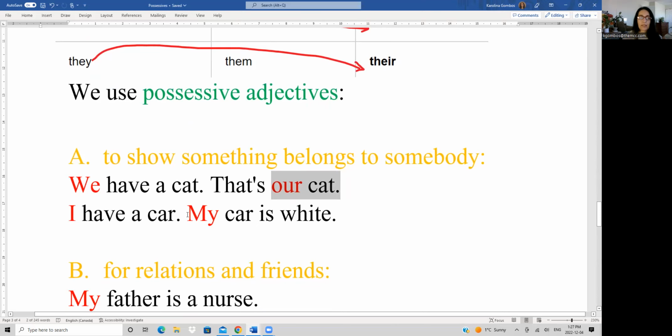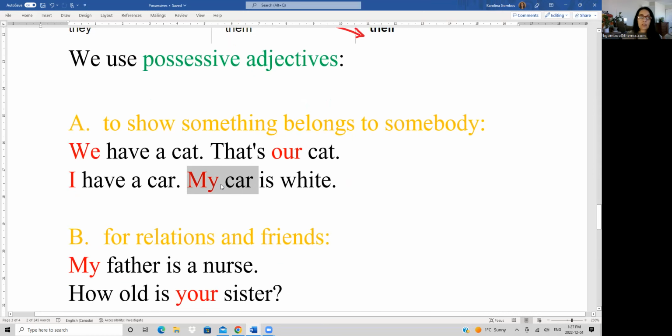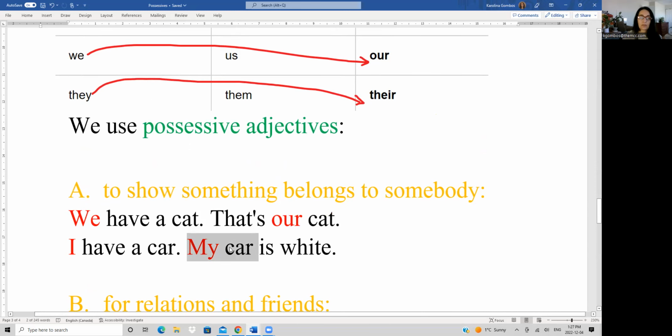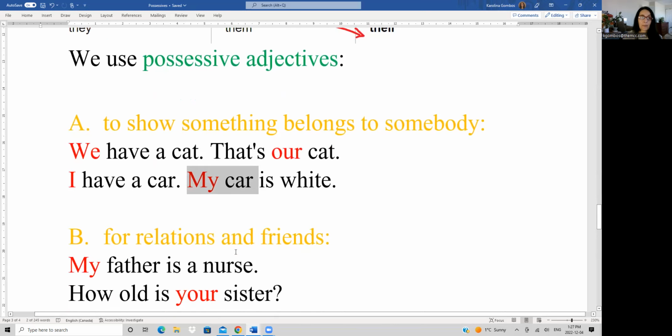Okay. I don't say this is my. My what? I have to continue. My car, my flower, my bag. So I have a car. My car is white. My something is big. I have to say a noun after my. That's why it's called possessive adjective, because it describes the noun. How is the car? Oh, it's my car. So this one shows that something belongs to somebody. Whose is it? Our cat, my car, your house.